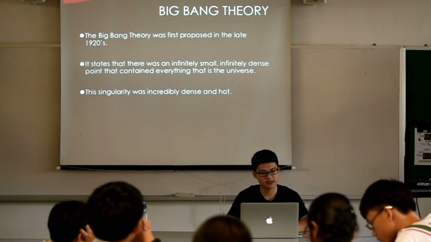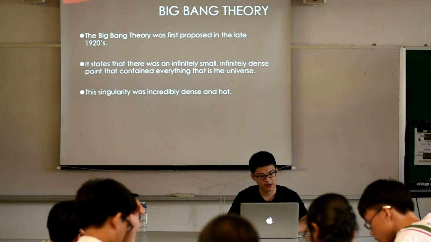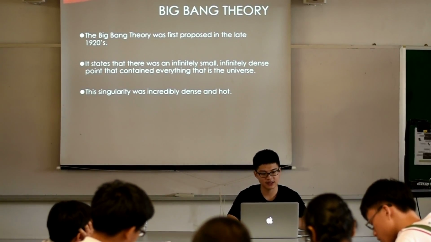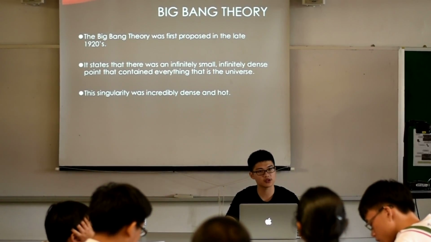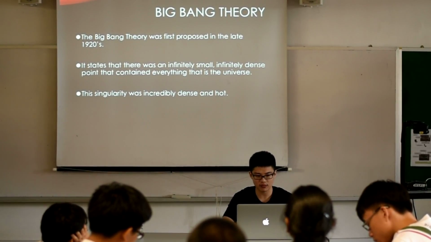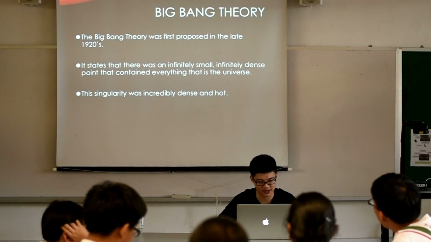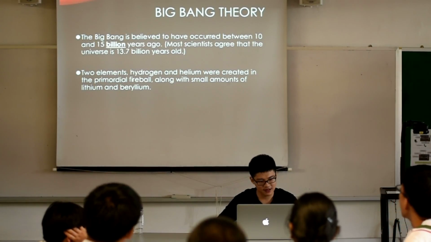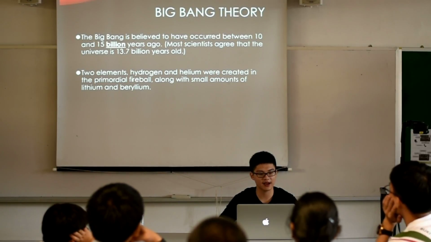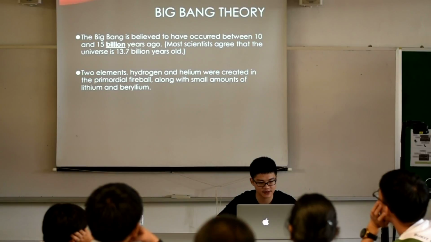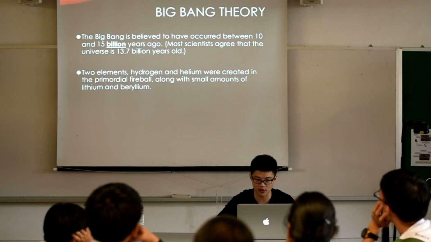It was first proposed in the late 1920s. It states that there was an infinitely small, infinitely dense point which contained everything in the universe, which is also called a singularity. It is incredibly dense and hot, as you can predict. The Big Bang is believed to have occurred between 10 and 15 billion years ago. And two elements, hydrogen and helium, were created, along with small amounts of lithium and beryllium, as predicted inside the model.